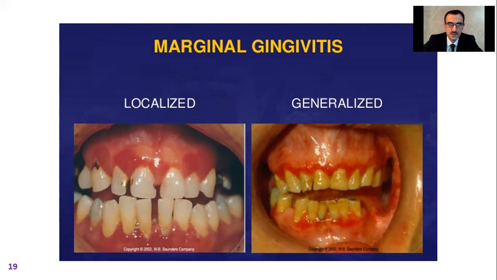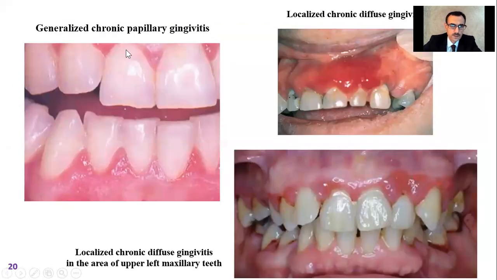Here we see the anatomical findings during the localized and generalized types. Also, the gross view of the gums during generalized chronic papillary gingivitis, during localized chronic diffuse gingivitis, and localized chronic diffuse gingivitis in the area of the upper lip and maxillary teeth.